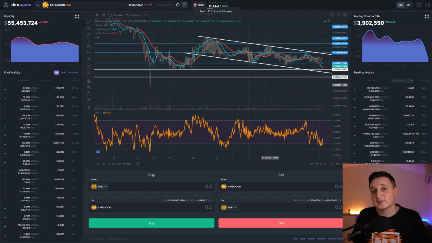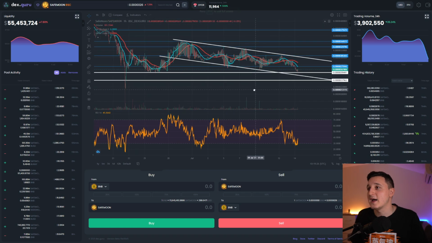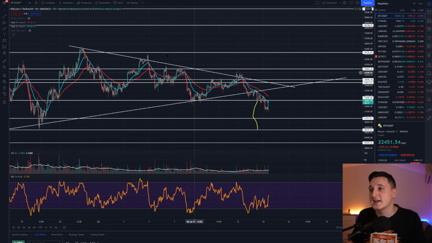I want to talk here about the charts, but first, if we want to really understand what happened here to Safemoon, we have to check out Bitcoin. So this here is Bitcoin. As you can see, what just happened here is that Bitcoin did lose some value. If we measure from here to here, we basically lost 8% in the last 2 days. So there you go.